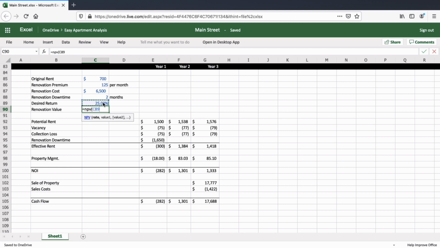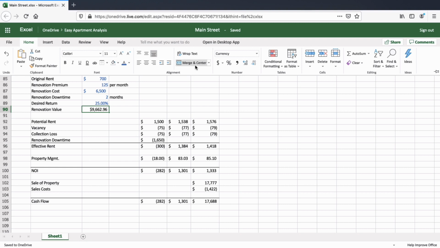So our rate is the 25%. Press comma, and then we highlight the values that we want to apply that desired return to over the next 3 years. Close parenthesis, hit enter. So the renovation value is $9,662. Let me get rid of the decimal places. And that is higher than the renovation cost of $6,500. So it does make sense for us to do this renovation because we're going to get our 25% return and then some. And how much is that and then some?